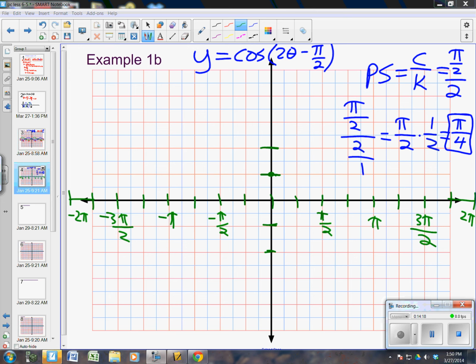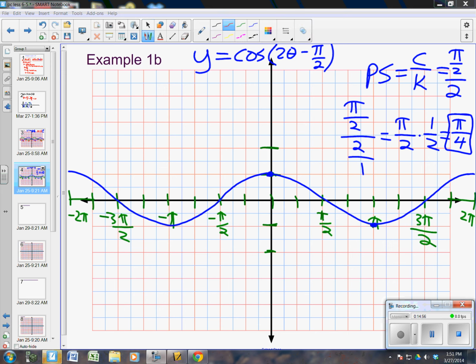Okay, so I'm going to graph just the regular cosine function first. Regular cosine function starts right here at 0, 1, right? It's going to bottom out right here at pi. It's going to cross at pi halves, bottom out, come back up, and end right there. That's the regular cosine function. You gotta move it over. But we are going to move it.